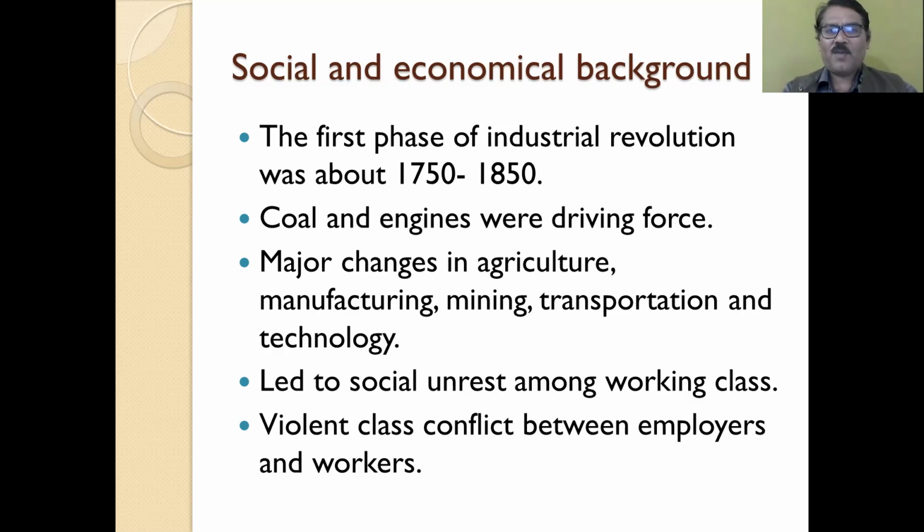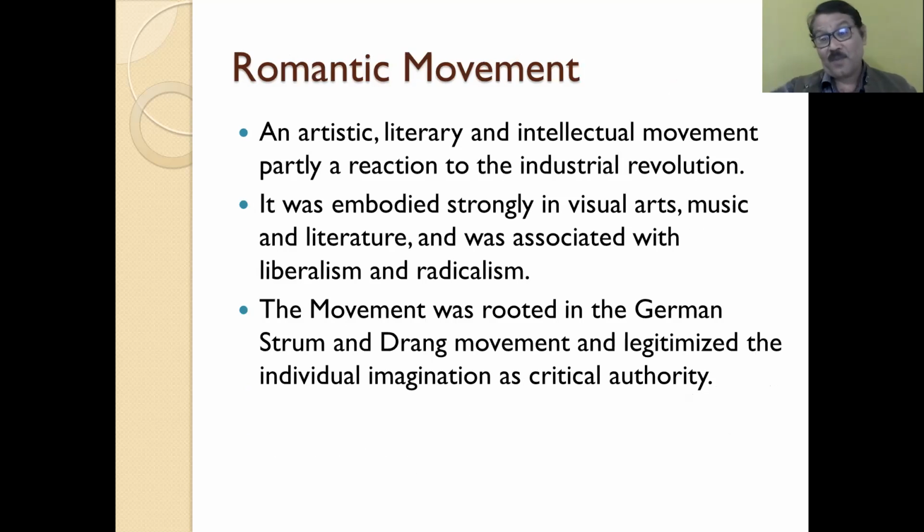If you look at the social and economic background, the first phase of the Industrial Revolution was about 1750 to 1850. It has seen a lot of changes, a lot of industrialization. We read about the use of engines, coal mining, big machines, steam engines. And there were major changes in agriculture, manufacturing, mining, transportation, and technology. Of course, it led to social unrest and violent class conflict, which we see in the later part of Romanticism, and it becomes the major subject of Victorian literature in the second half of the 19th century.